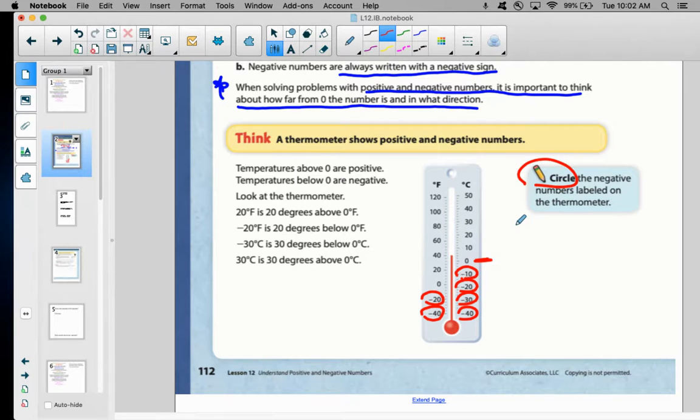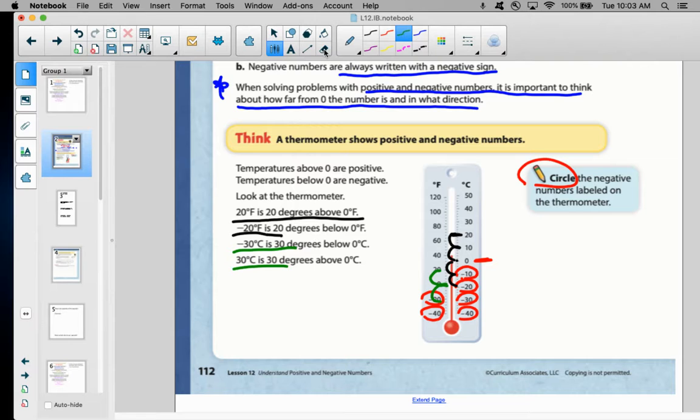So you'll notice that 20 is 20 degrees above 0. So that's here. And we have 10, 20 degrees above the 0. And -20 is 20 degrees below the 0, okay? And we can think about that on either side, Celsius or Fahrenheit. Here's the 0 on the Fahrenheit side, here's 20, and then here's -20. And we can see the same thing for -30 and +30.